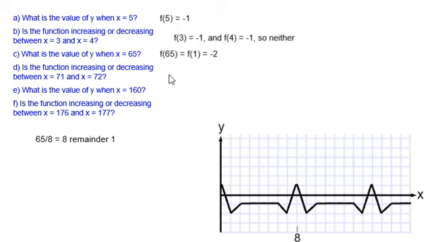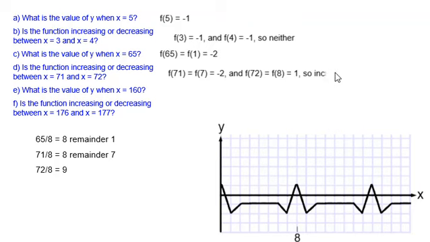For D, we need to know what's happening when x equals 71 and when x equals 72. So I divide each of these numbers by 8. 71 divided by 8 gives 8 remainder 7, and 72 divided by 8 gives exactly 9. That means f(71) is the same as f(7), which is -2, and f(72) is the same as f(8), which is 1. Between 7 and 8, I can see that the function is increasing. So therefore, between 71 and 72, it must be increasing.